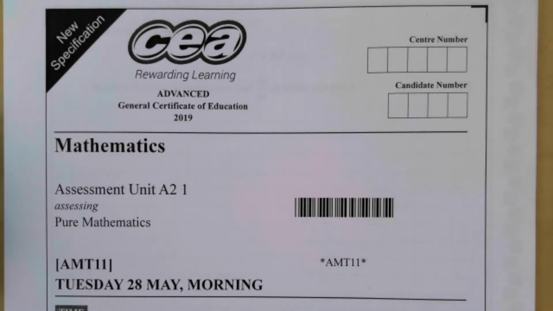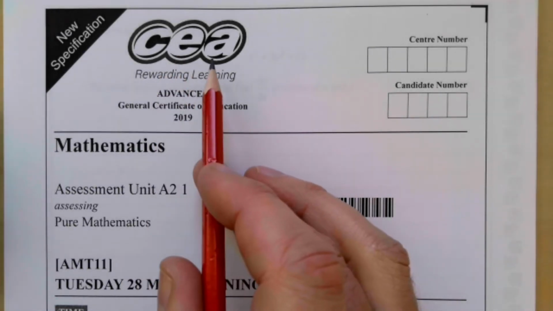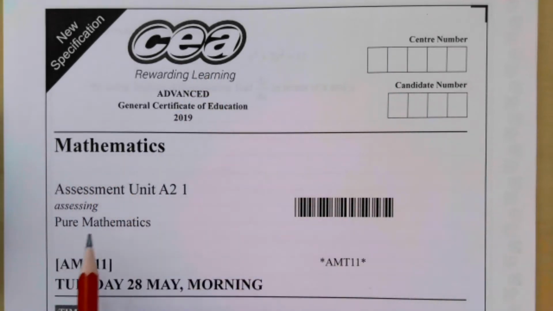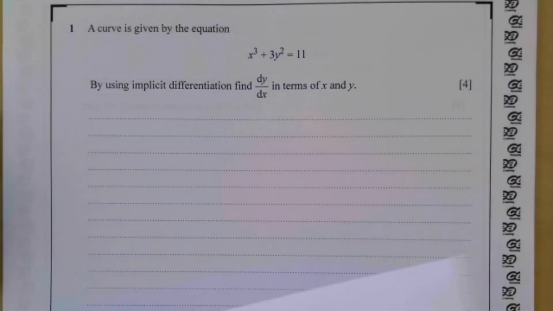Okay, this is a walkthrough for CCEA Maths. It's a pure section and it's A2 from Tuesday the 28th of May. So let's take a wee look then at question 1.